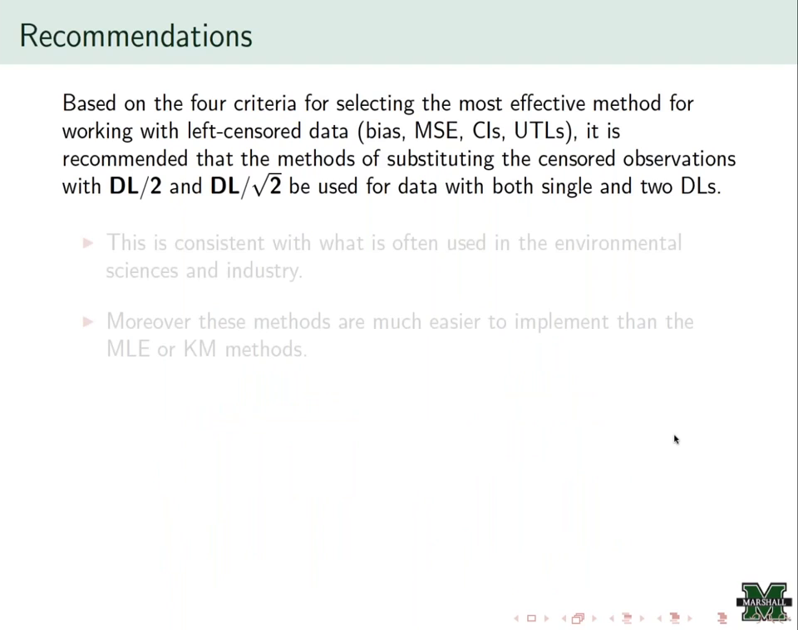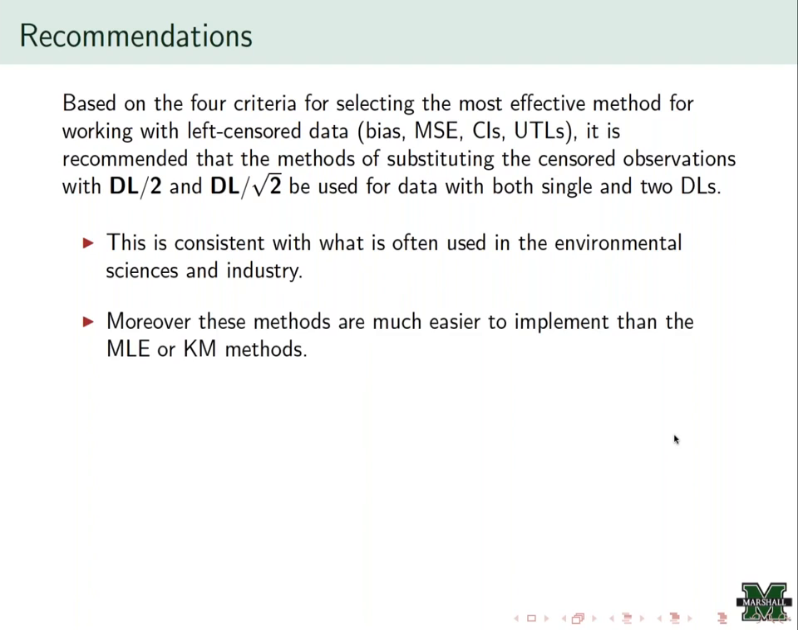So based on these 4 criteria for selecting the most effective method, I do recommend using the substitution methods of detection limit over 2 and detection limit over square root of 2 in both single and 2 detection limit scenarios. And this is actually quite consistent with what is actually used in environmental sciences and the industry, because they do produce fairly good results, as we have seen, also without having to specify a certain distribution for the sample.